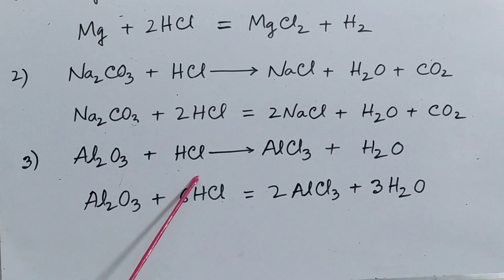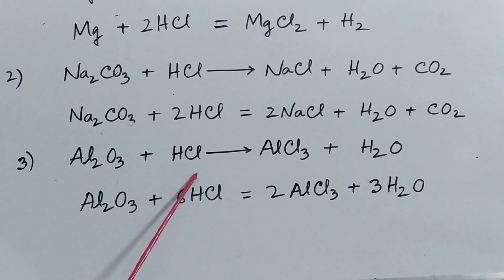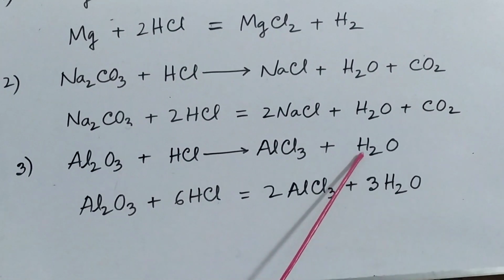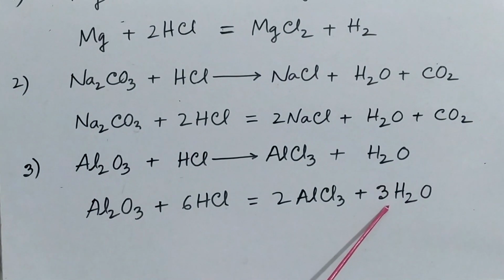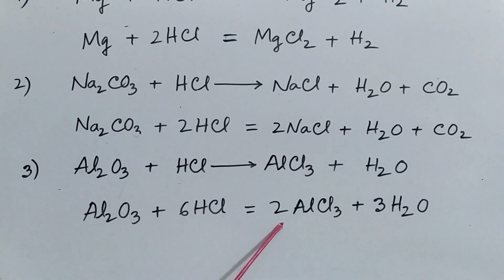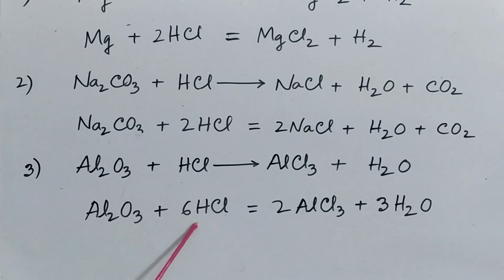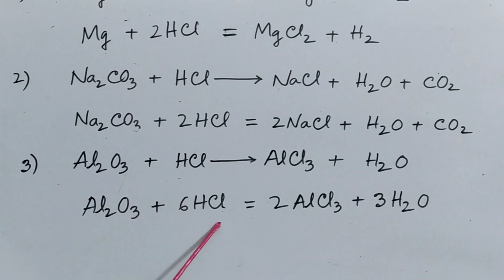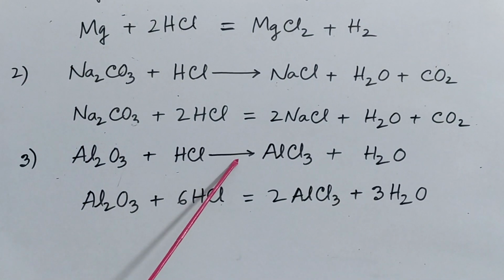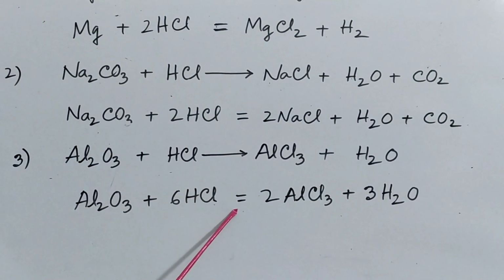Now hydrogen, 6 hydrogen is there. On the right side it is 2 hydrogen. So to make it equal I have to write here 3. Now hydrogen is 6, aluminum is 6, that's why it will be 6 hydrochloric acid. So now the equation is balanced, so instead of an arrow, now we can write equal.